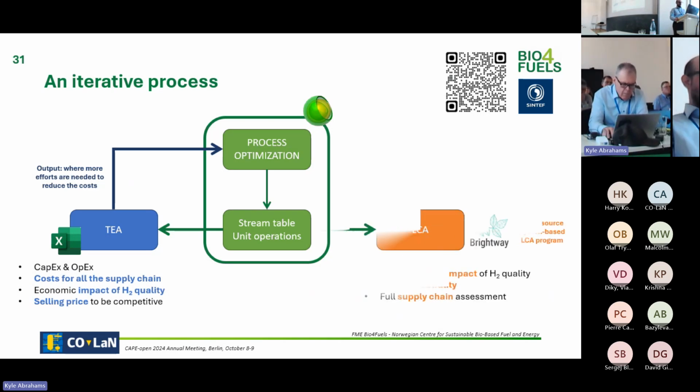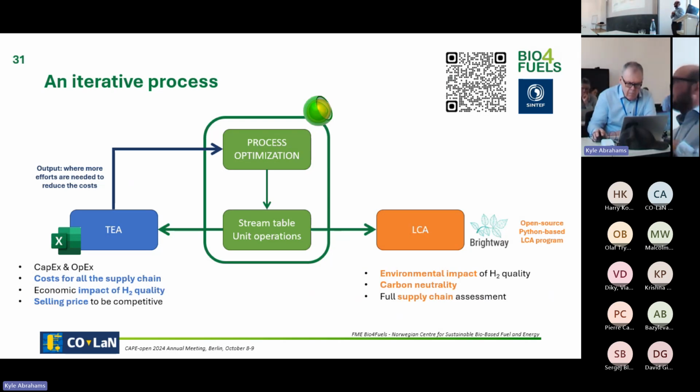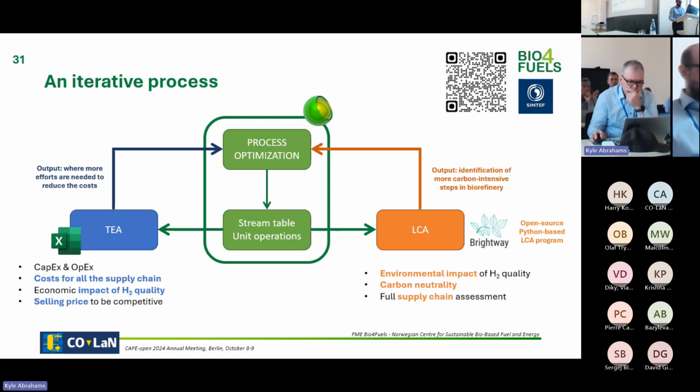On the other side, we also need the LCA because we need to understand the environmental impact of my process, also according to the hydrogen quality that I'm using. I need to address the carbon neutrality of my process, but also of the full supply chain. For this step, my colleagues at NTNU used Brightway, which is an open source Python-based LCA program. And finally, the output is that we can identify the most carbon intensive steps of my biorefinery.